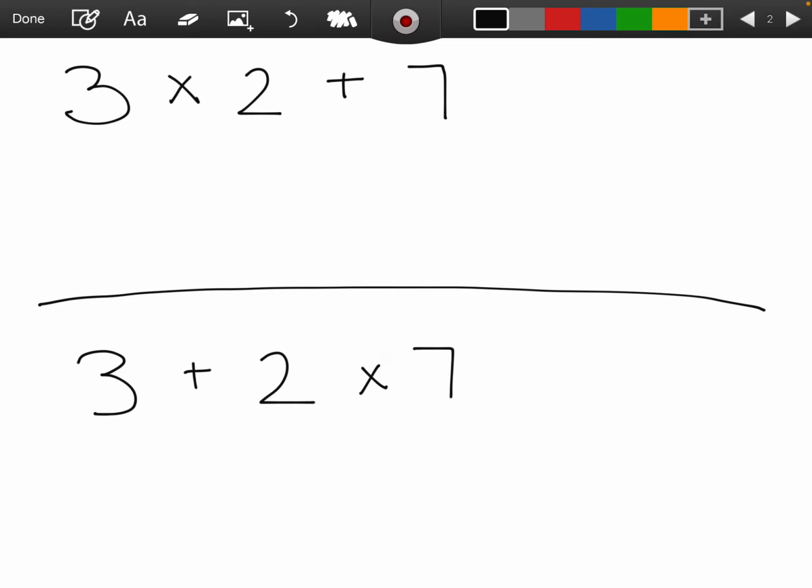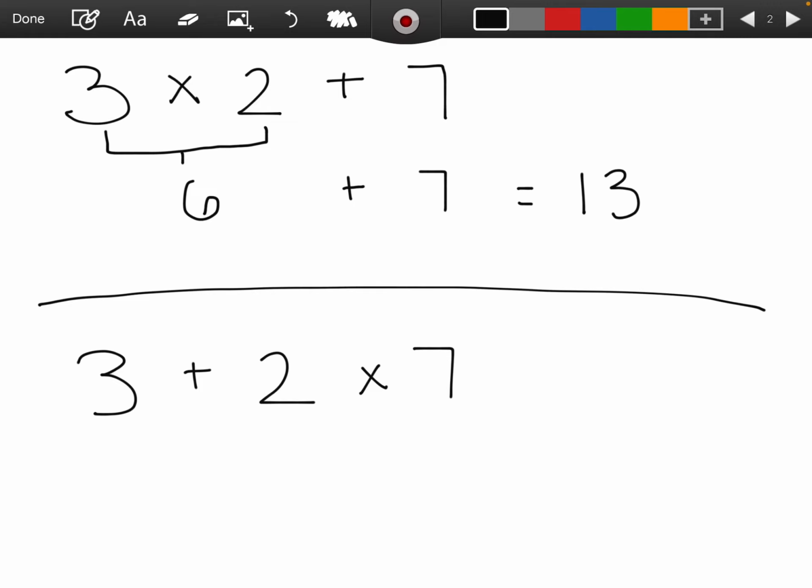Is there any exponents or square roots? Nope. So we move on to the next. Is there any multiplication or division? Yes, there is one multiplication. So what are the two numbers being multiplied? 3 times 2. So once you simplify that, we know that 3 times 2 is 6. And then you can bring down the rest of the numbers. And now our new problem is 6 plus 7, which is easy, 13.